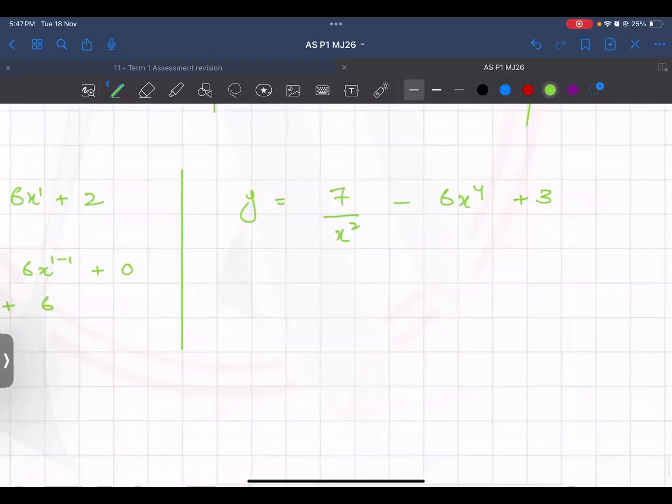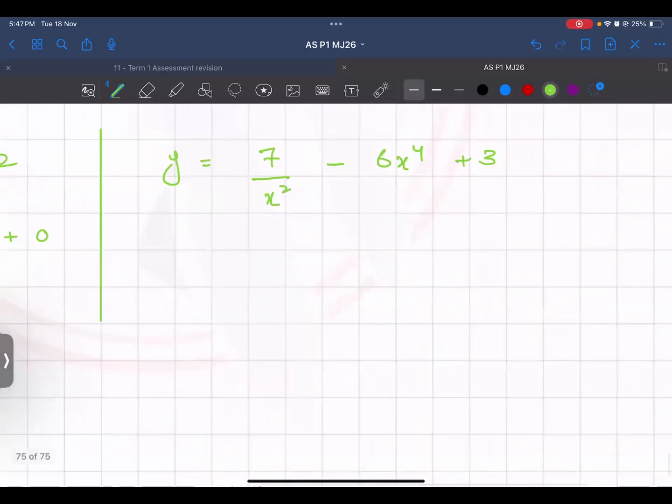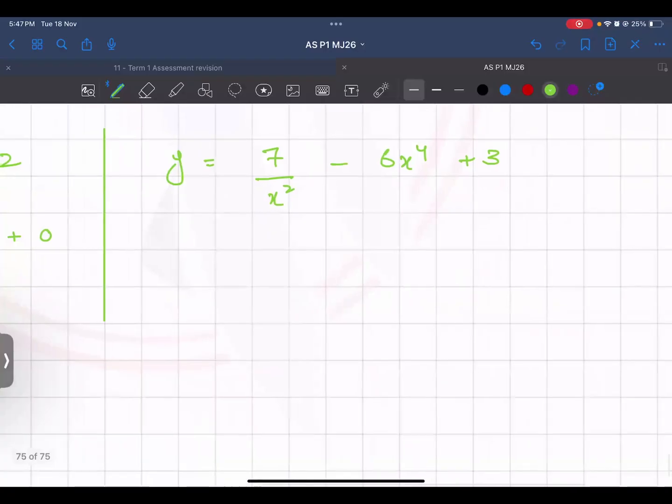Now if your equation is not in the perfect form, if the variables are not arranged properly or they've not been written down properly, then take a few more steps and simplify it into a better format. So what am I doing right now? Look, first I'm moving the x square above, so this becomes 7x to the power of minus 2 minus 6x power 4 plus 3. Now I can differentiate it. Now it is a much better format.